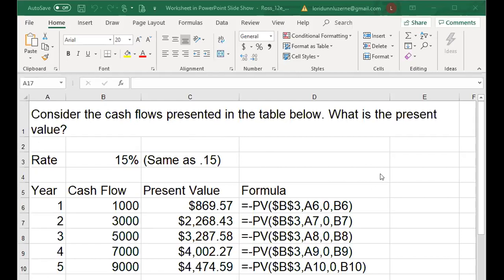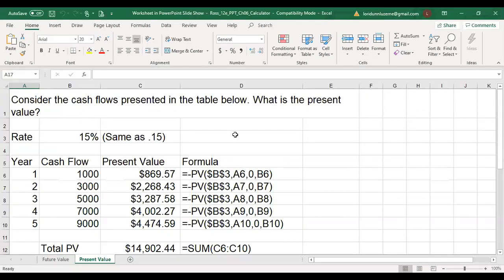So it says consider the following cash flows presented in the table below. What is the present value of them? So if your rate is 15%, your cash flow at the end of year one is 1,000, at the end of year two is 3,000, at the end of year three is 5,000, end of year four is 7,000, and end of year five is 9,000. What we're asking basically here is how much should you pay at time zero to receive those cash flows over the next 5 years, assuming a 15% interest rate.